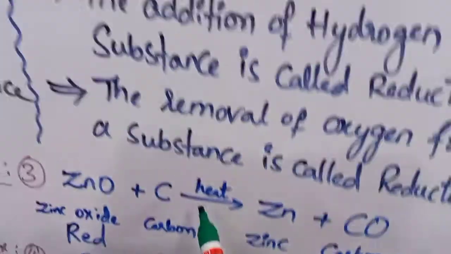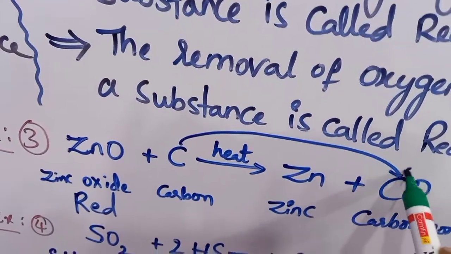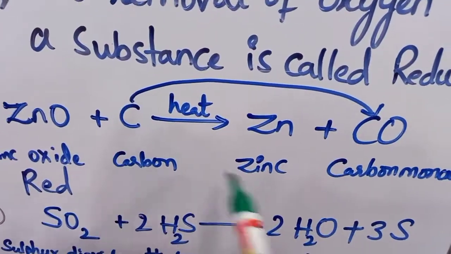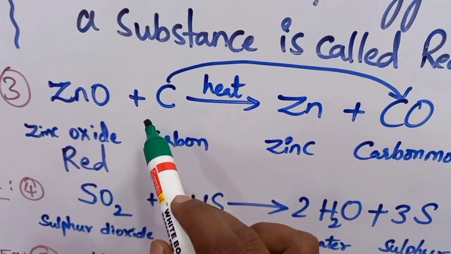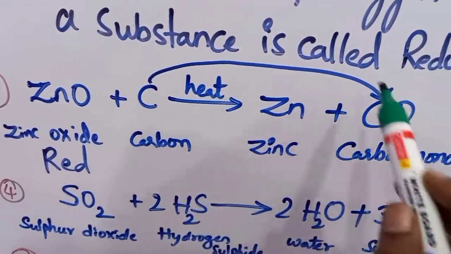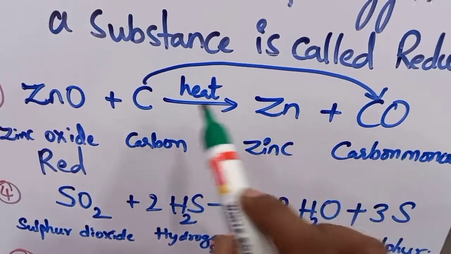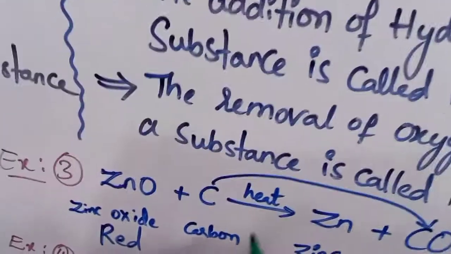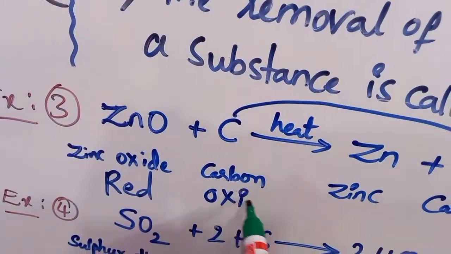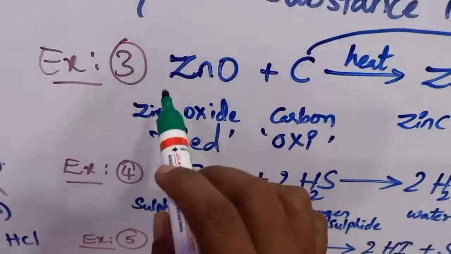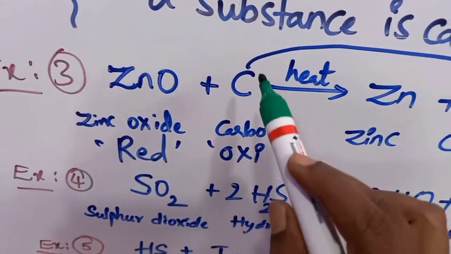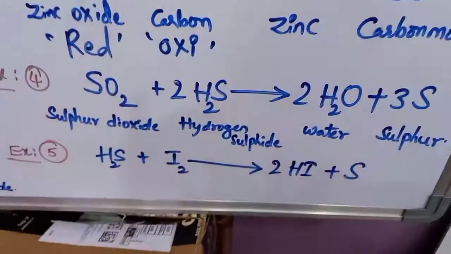And carbon, by taking this oxygen atom from zinc oxide, is converted into CO. When one oxygen atom is added to the carbon atom, it is converted into carbon monoxide. So addition of oxygen means what? Oxidation. So here carbon is undergoing oxidation. We have to differentiate like that. Zinc oxide is undergoing reduction in this reaction and carbon is undergoing oxidation.